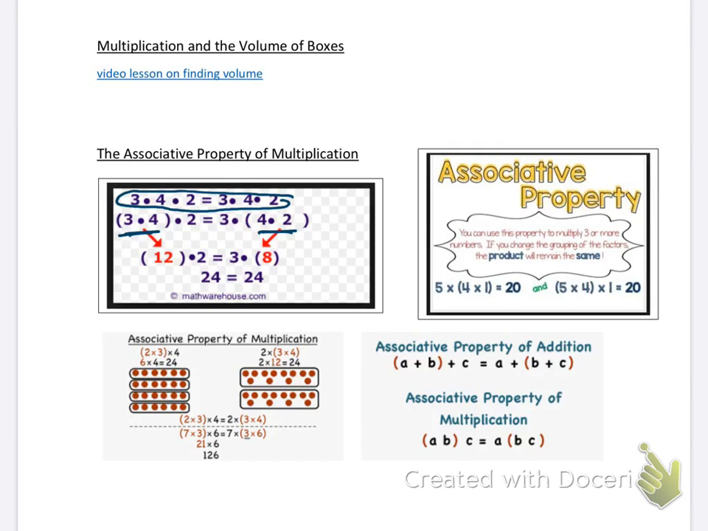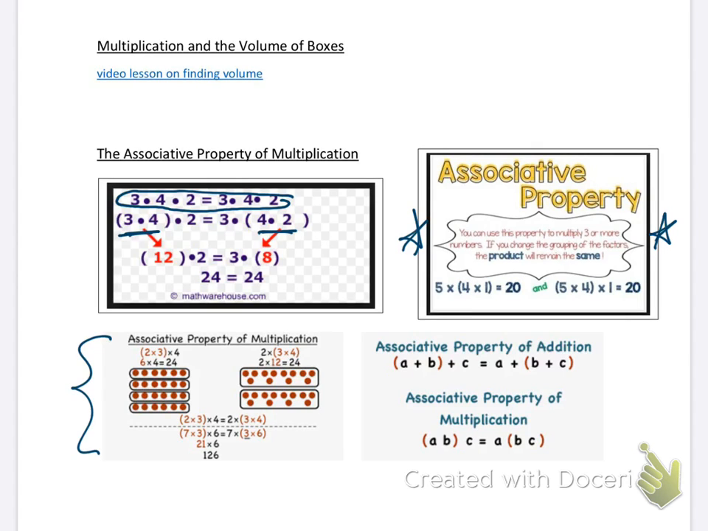In the first way, when I associate 3 and 4, I get 24 by saying 12, do the parentheses first, times 2 is 24. On the right-hand side, doing the parentheses first, which is always key, you get 8 times 3, also 24. So you can use the property to multiply 3 or more numbers. If you change the grouping of the factors, the product will remain the same. Okay, so I just illustrated why this is true. So you can also do it by using arrays, and here's some examples of that here.